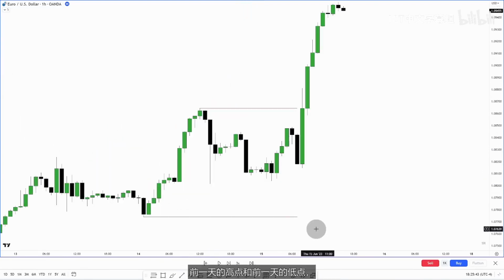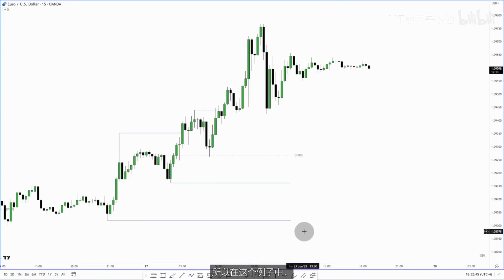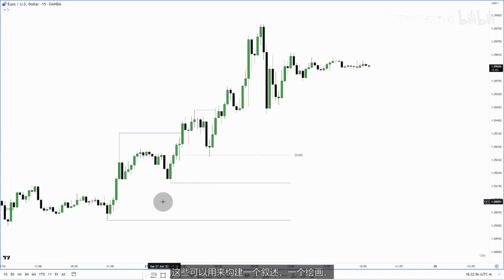The next liquidity level I always have marked out on my chart is previous day high and previous day low. I can either frame a reversal or use it as a draw. In this case, you can see it was used as a draw, and previous day high was taken out before expanding higher. The last levels of liquidity I always have marked out on my chart are session highs and lows. In this case shown, I have Asia session high and low, London session high and low, and these can be used to frame a narrative, a draw, or a reversal as well.